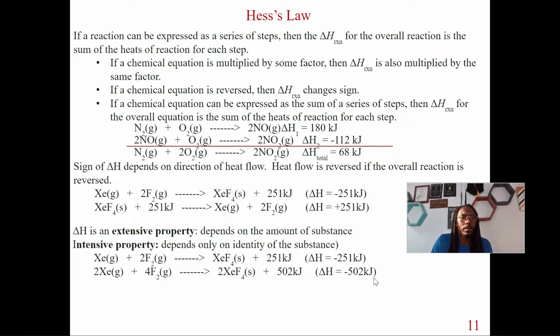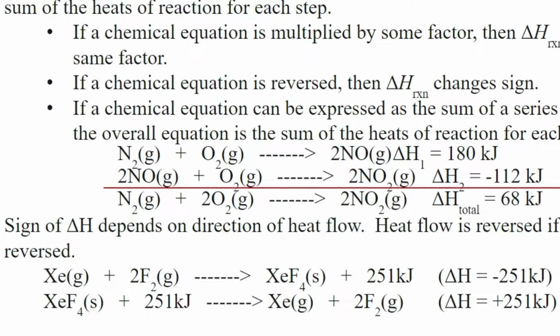Now, the second thing: if a chemical equation is reversed, then the enthalpy of the reaction will change signs. So let's look down here. The enthalpy is basically just telling me where my energy or my heat flow is going. We look at the same type of example: Xe plus 2F2 gives me XeF4, and once again it's an exothermic reaction, so our enthalpy is going to be negative 251 kilojoules because it's releasing energy.